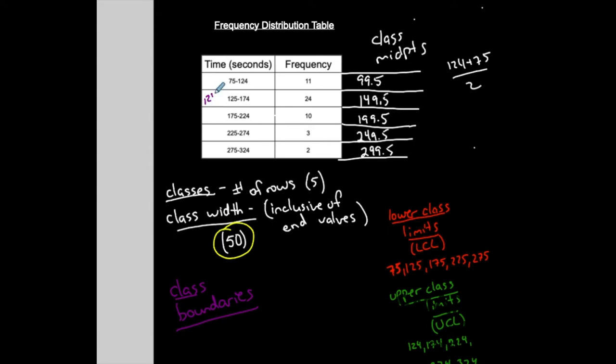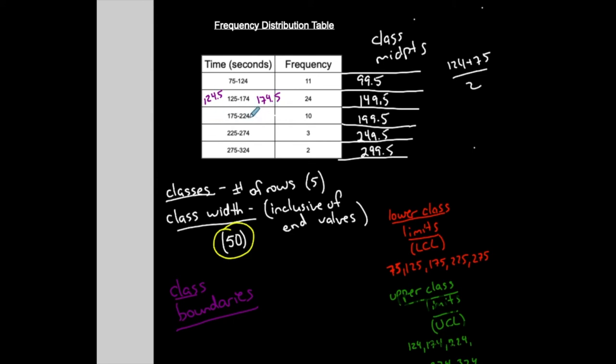I'm going to write it here. 124.5 is the number between 124 and 125. What number is in between 174 and 175, this upper class limit and this lower class limit? 174.5. So I say the class boundaries for the second class, those values on the outside of this class, are 124.5 and 174.5.